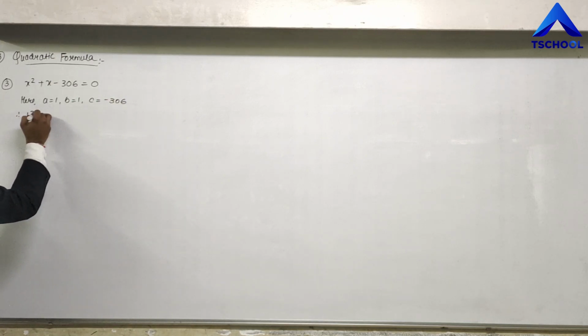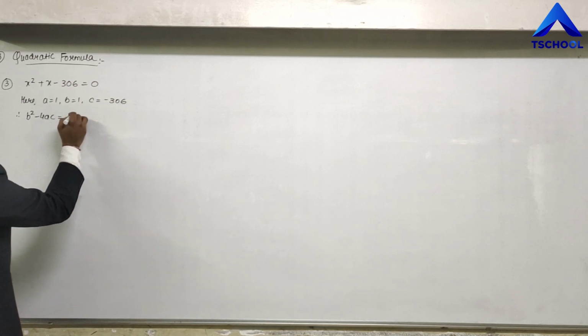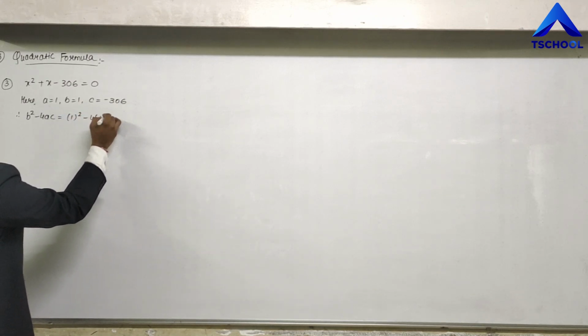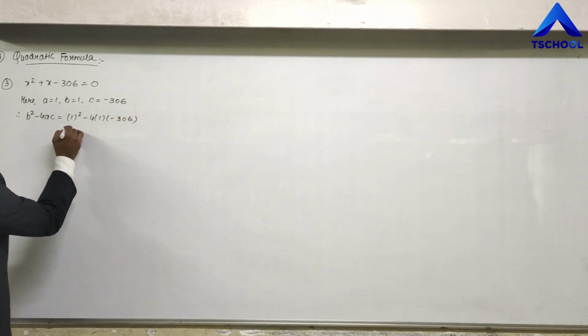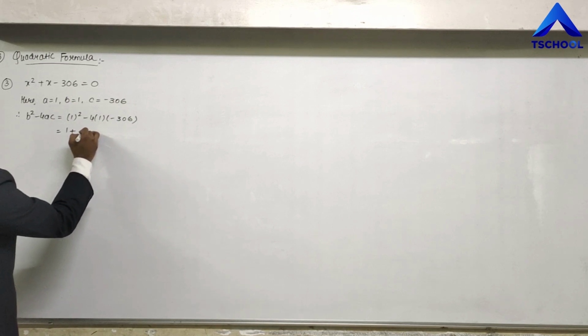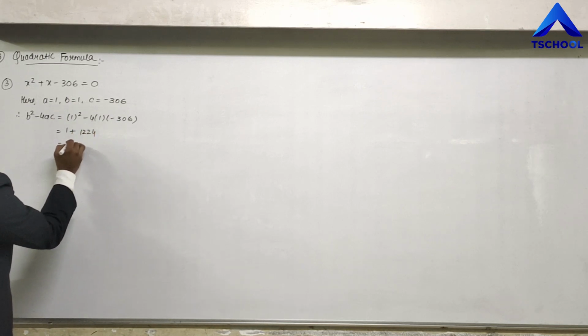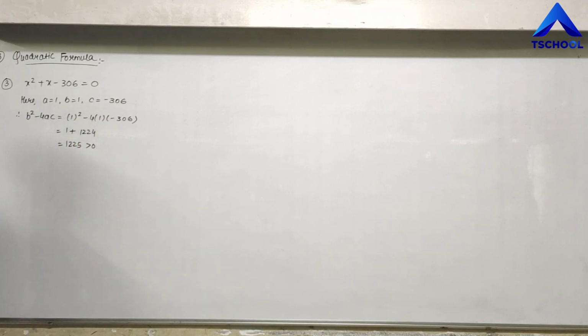Therefore b square minus 4ac, right? B square, that is 1 square, minus 4 into 1 into minus 306, that is 1 plus 1224, that is 1225, which is greater than 0. Now you can come to know that if this is greater than 0, then what does this indicate? That the roots of this equation will be real and distinct roots.